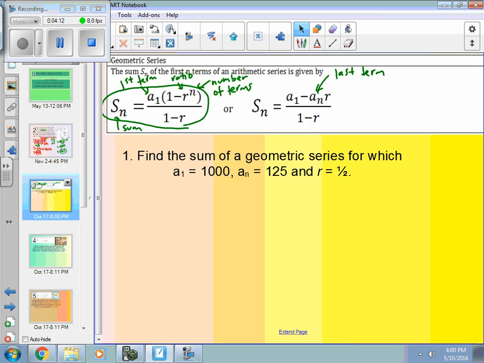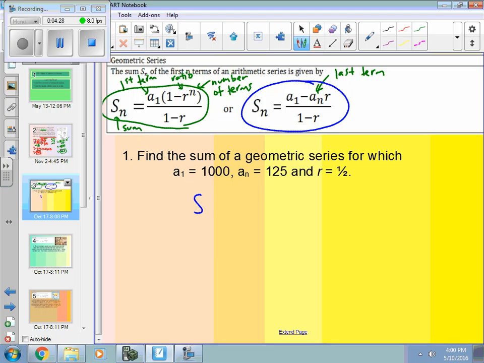All right, so let's look at number 1. Find the sum of a geometric series for which the first term is 1,000, the last term is 125, and R is 1/2. This one, because we know the last term, looks like this second formula would be the better one to use.